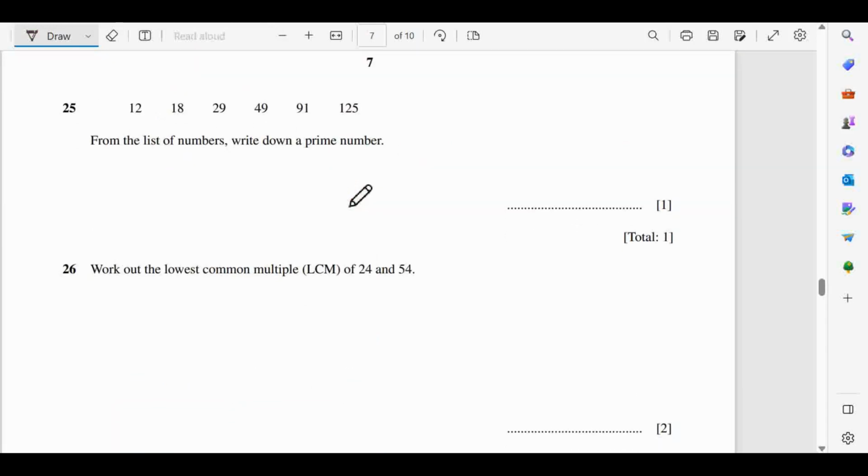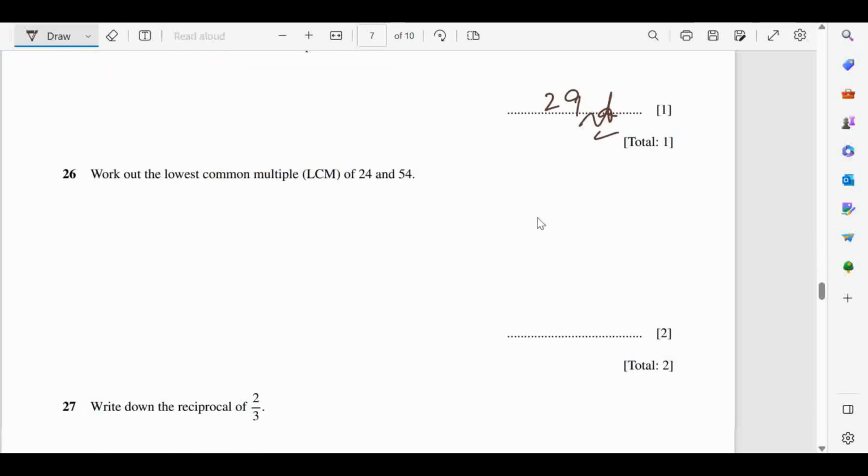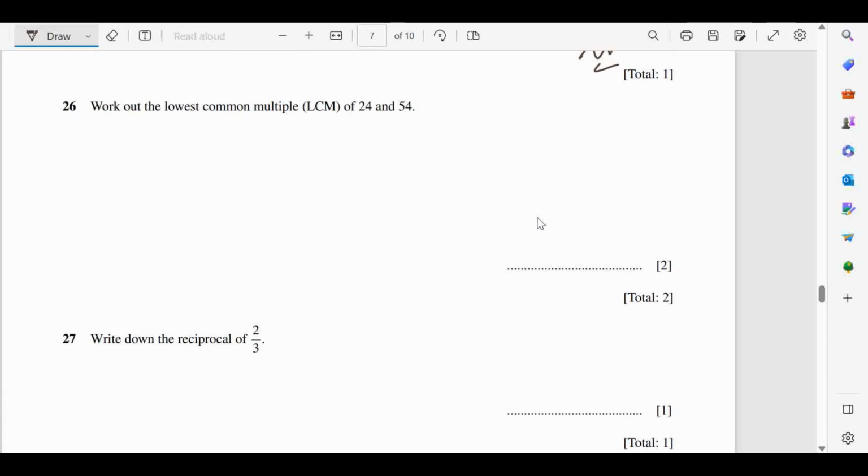Let's move to 25. From the list of numbers, write down the prime numbers. So this one is not a prime number. This one is not prime. Yes, 29 is a prime number. 91 is also prime. So 29 is the prime number, and we can write this as the prime number. Let's move to the next question.